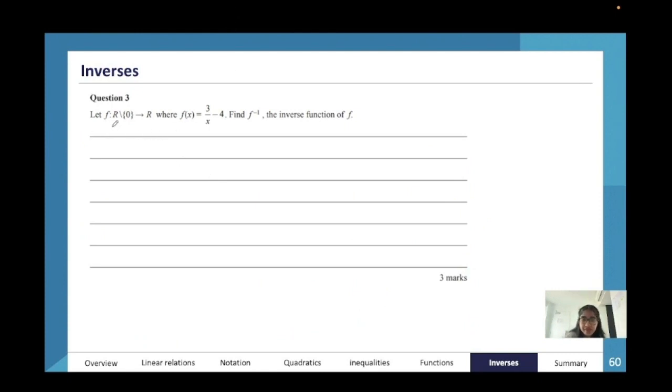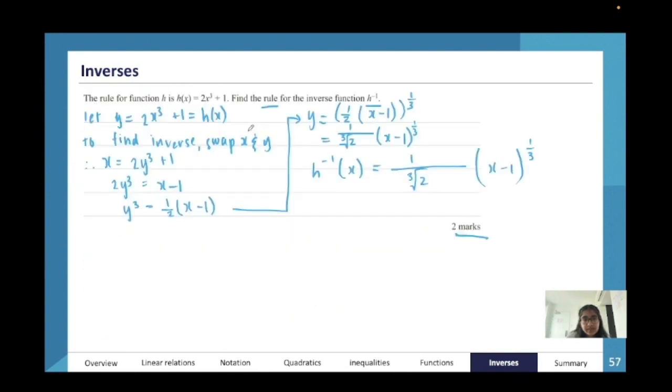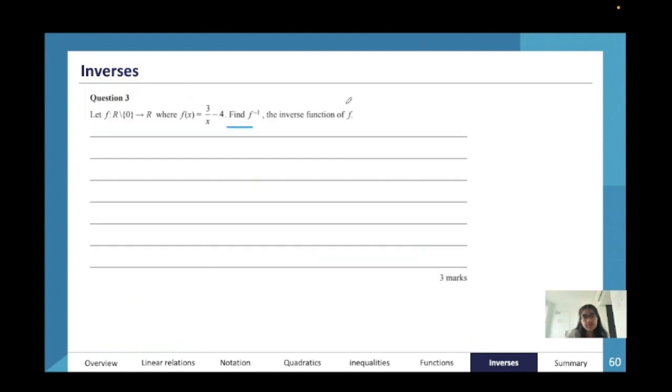So let f be all reals except 0, f of x. Find the inverse function. So remember what I said toward the start. Find f inverse. It's not saying find the rule of. So look at the difference between this rule and this one. Here it's asking you to find the rule, but the wording here is different. Find the inverse function. So here you're going to have to include the domain. And you can see the marking, there's also more marks here too. So it makes sense.